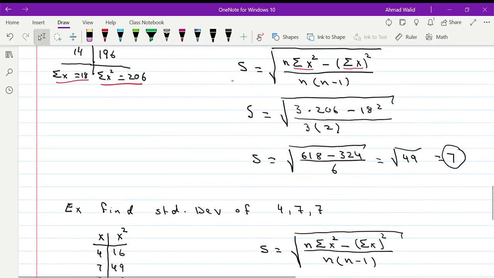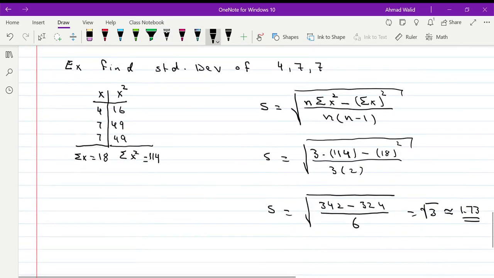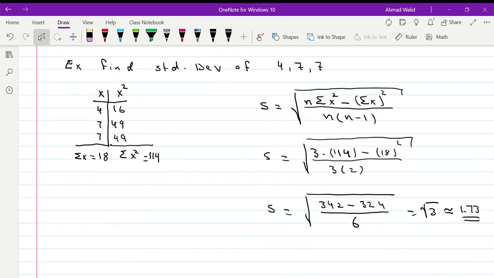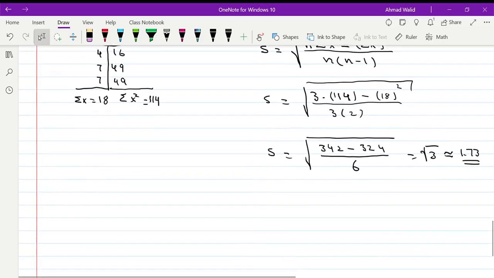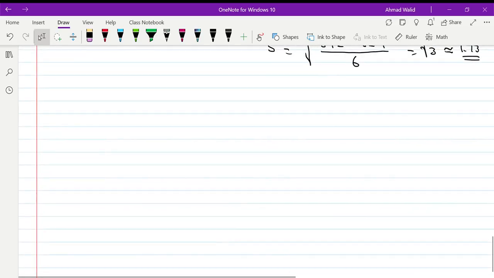In the previous problem, your standard deviation was 7. Now you can see how far the wait times are from each other. Here it is 1.73, there it is 7. It's a huge difference. Correct? This was another example of finding the standard deviation.